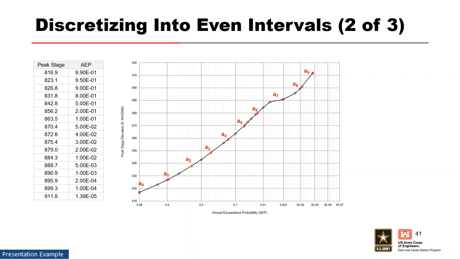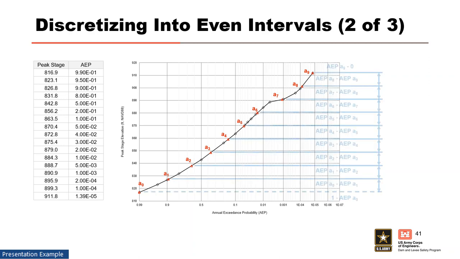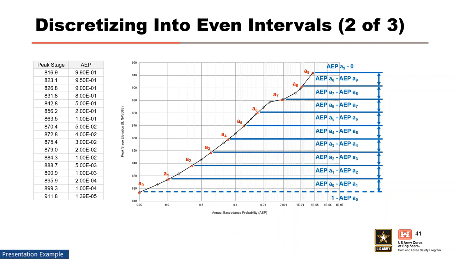For a given interval, the probability of reaching a peak stage within that interval is equal to the AEP of the interval's lowest stage minus the AEP of the interval's highest stage. So for the second interval between peak stages A1 and A2, the probability of that interval will be equal to the AEP of A1 minus the AEP of A2. You can see here that the non-exceedance probability, 1 minus the AEP of the first stage, is at the bottom of the chart, and this should be added to the first interval.